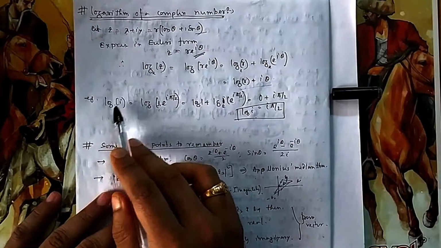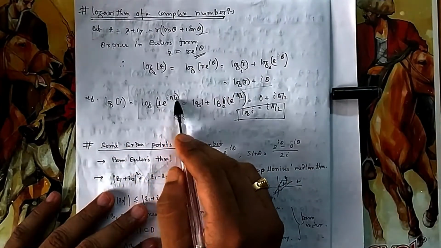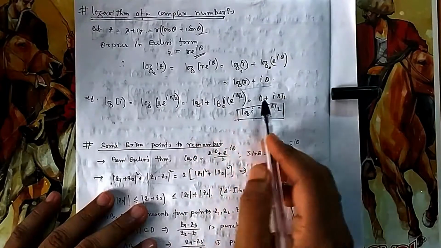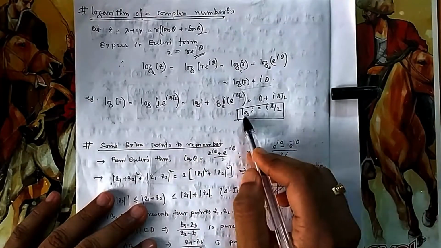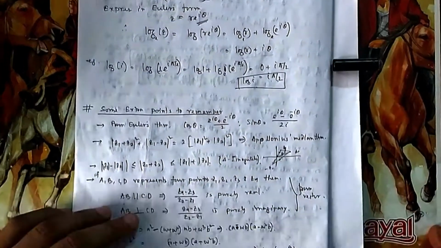One example I have given: suppose they have asked you log of i. So i you can write as 1 into e to the power i pi by 2. So it is log 1 plus log e to the power i pi by 2. Log 1 is 0, so log i is nothing but i pi by 2. So this is how you take the log.